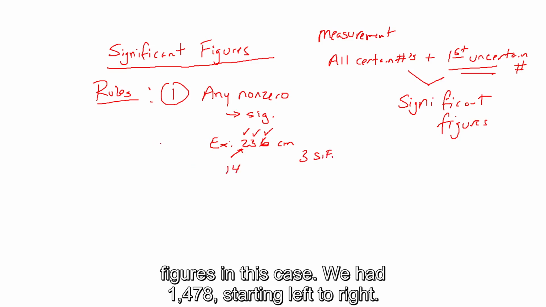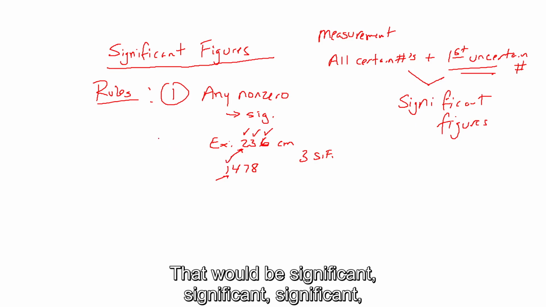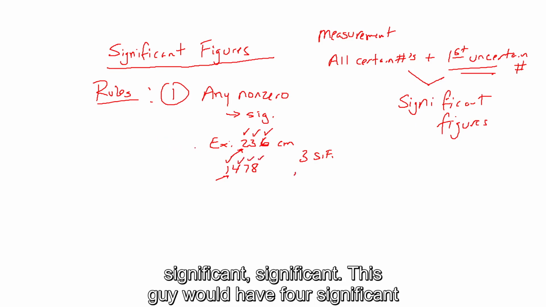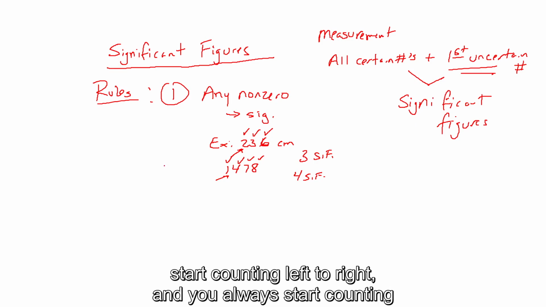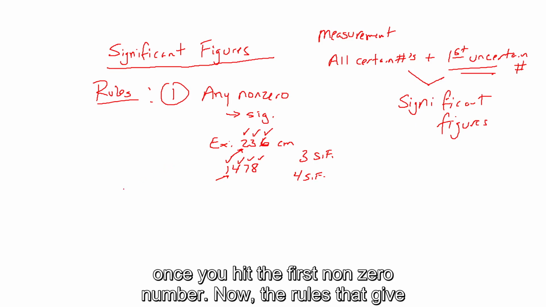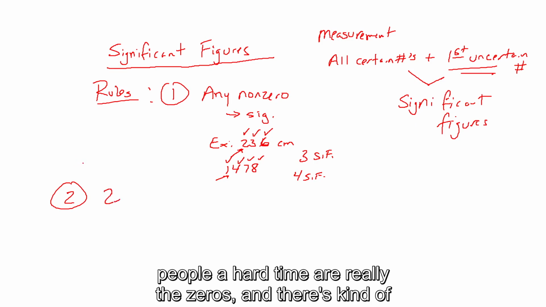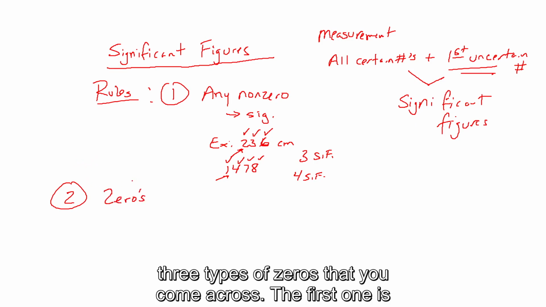If we had 1478, starting left to right, that would be significant, significant, significant, significant. This guy would have 4 significant figures. So any non-zero is always going to be significant. Always start counting left to right, and you always start counting once you hit the first non-zero number. Now, the rules that give people a hard time are really the zeros. And there are kind of 3 types of zeros that you come across.